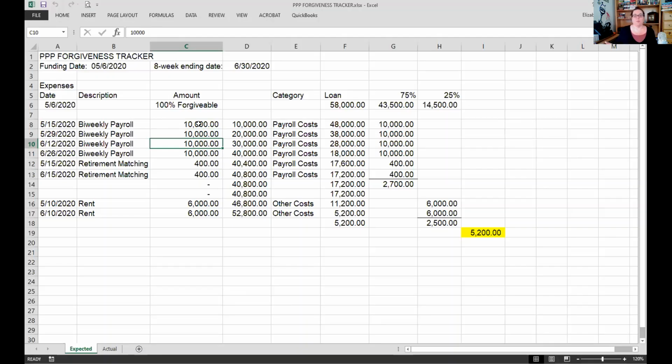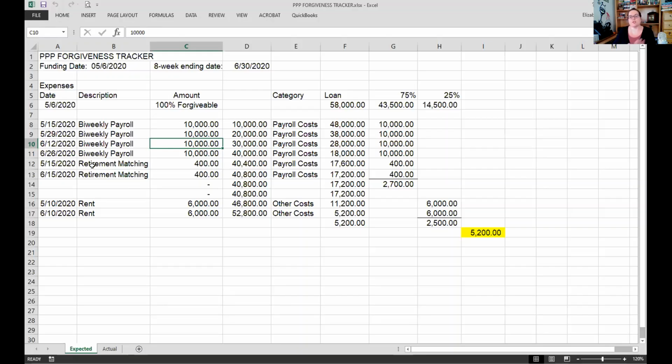If you have all salaried people, it's going to be really easy. If you have one person, that's the owner, it's going to be real easy. If you have a whole bunch of hourly people, it's not going to be so easy. So this is the expectation. I've labeled that on my tab down here as expected. This is what we're expecting.